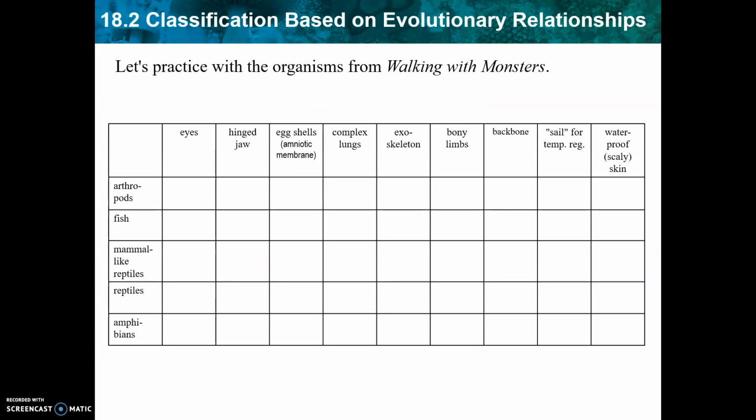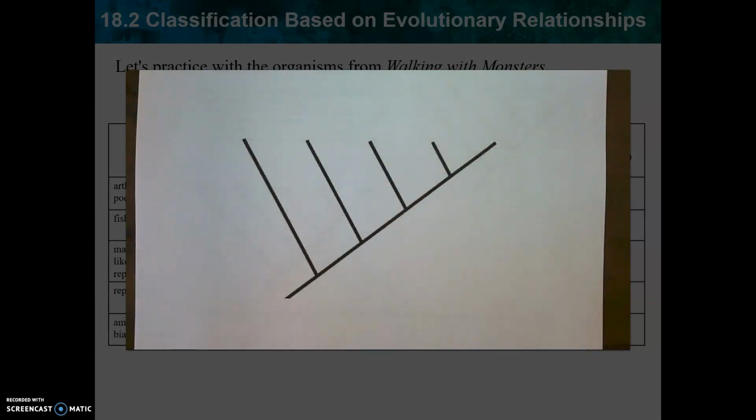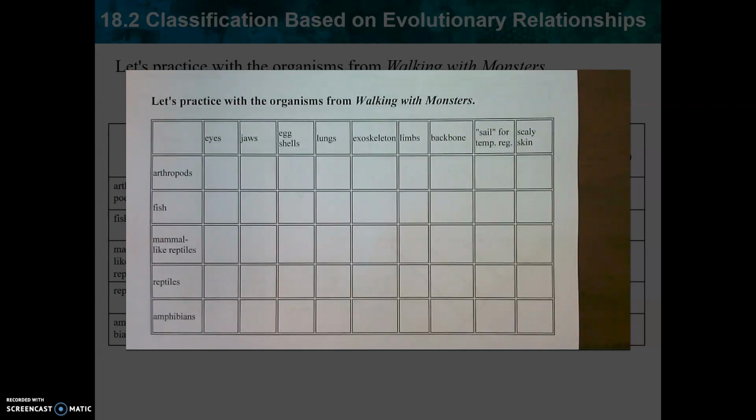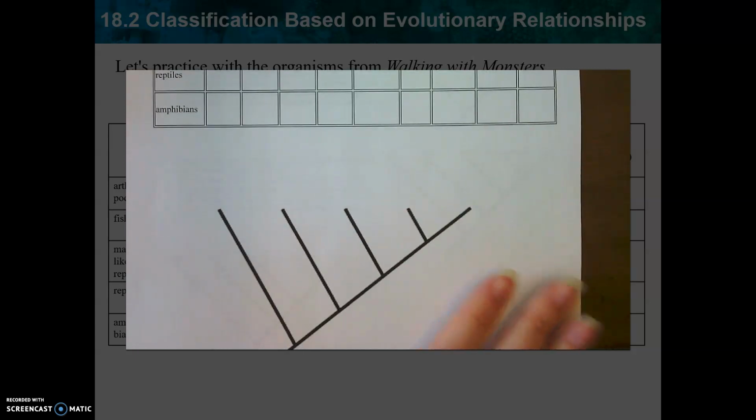So now you have a chance to practice this with the organisms from Walking with Monsters. So take a look at the other sheet I posted. We're moving on from our power notes, and there is available to you this sheet. It's just for practice with Walking with Monsters, so you can fill this out. You can check whether or not the organisms have those traits, and then you can fill them in on the cladogram. So if you have not yet done this, go ahead and pause the video right now, see if you can figure it out, and then unpause it and you can come back to check your work.